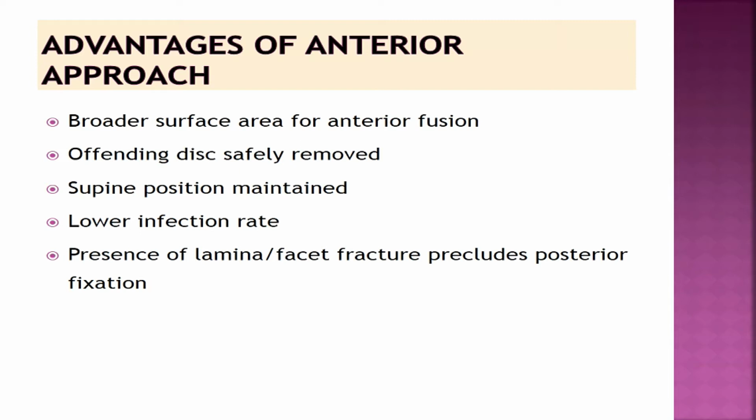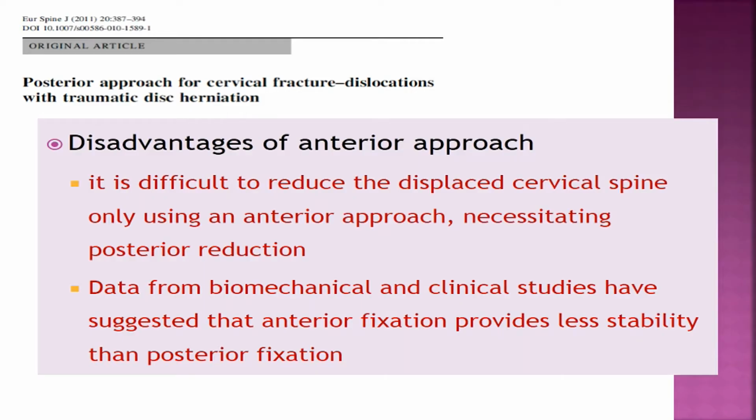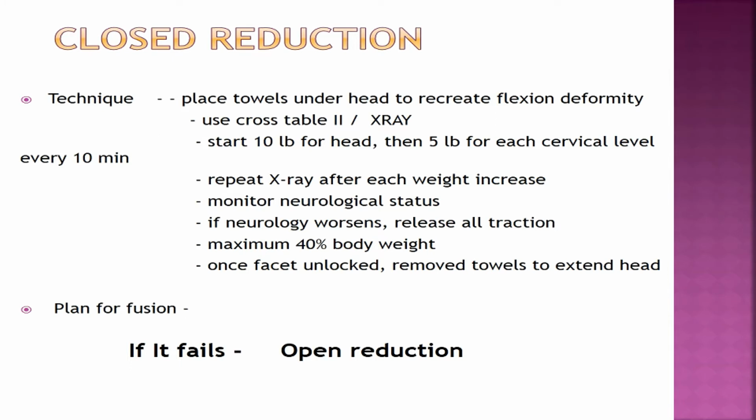However, anterior fixation is not without problems. It may be difficult to reduce anteriorly, and biomechanical and clinical studies have shown that anterior fixation is less stable than posterior fixation. Therefore, it seems like a posterior approach could be an ideal option. But the question is how to get reduction. The reduction can be achieved either pre-operatively or intraoperatively. The majority of centers worldwide advocate that you do a closed reduction first, as soon as the patient arrives.